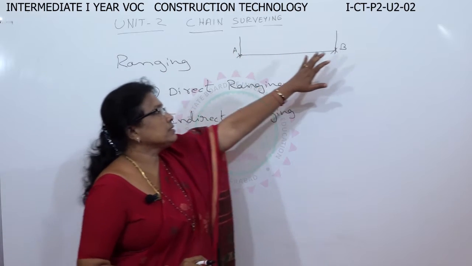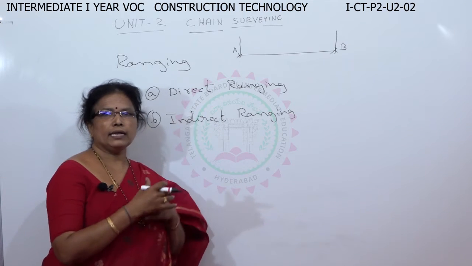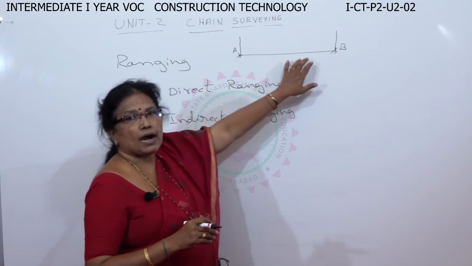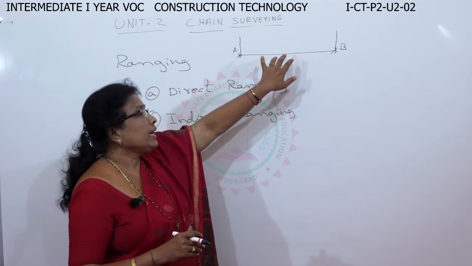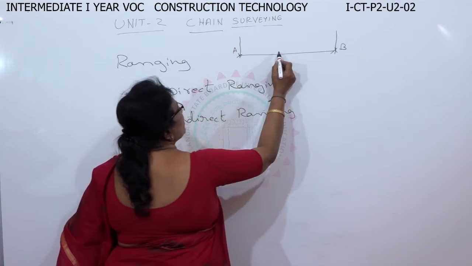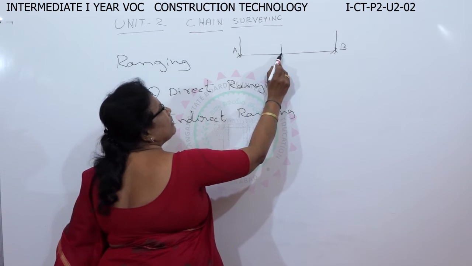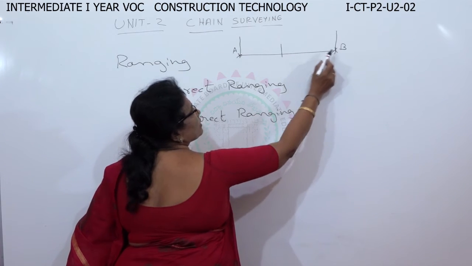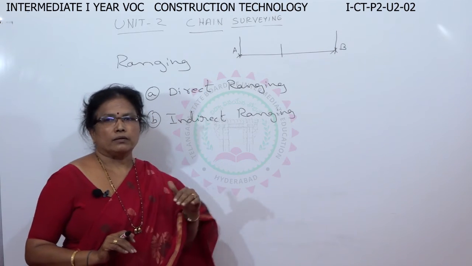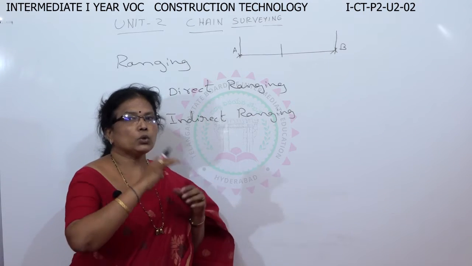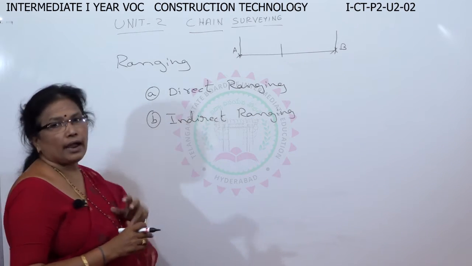If A can see B and B can see A, then it is easy to bring the line in a straight path. But when the distance between these two points is more, then you need to take an intermediate point so that you will bring these two in a straight line. Then this person will direct that person to come in a straight line. That process is called ranging: fixing the intermediate points between the two end stations. It is of two types, direct ranging and indirect ranging.